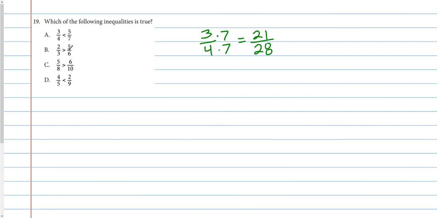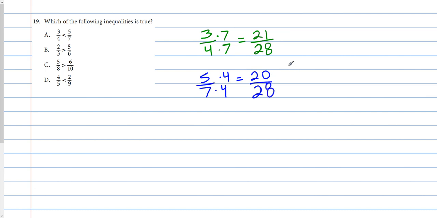And then I do the same thing to the other one, 5 over 7. And I have to multiply by the other number, 4, to get that same number, 28 on the bottom. That's our goal. And we get 20 over 28.